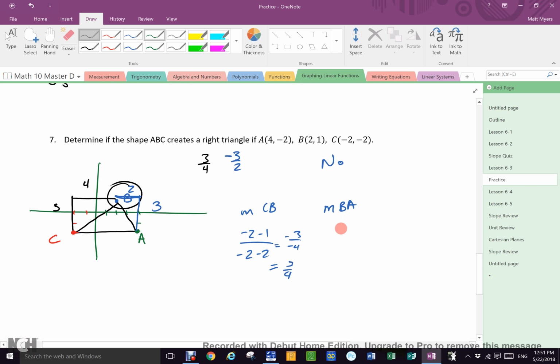Then I would check BA, which is 1 plus 2 over 2 plus 4. Sorry, 2 minus 4, which is 3 over negative 2. Not reciprocals, not right angled. Everybody good? I hope so, because like I say, what we're going to do next really needs you to be good at this stuff.